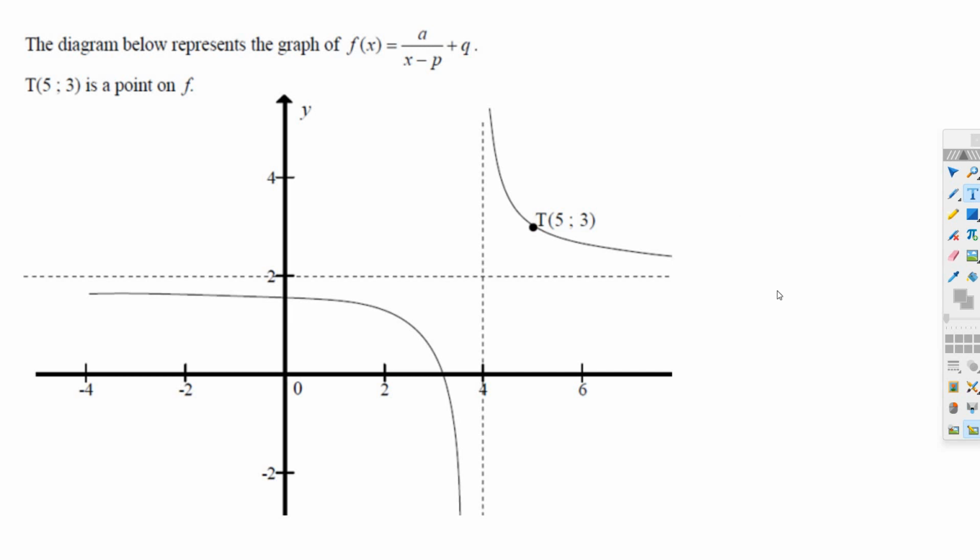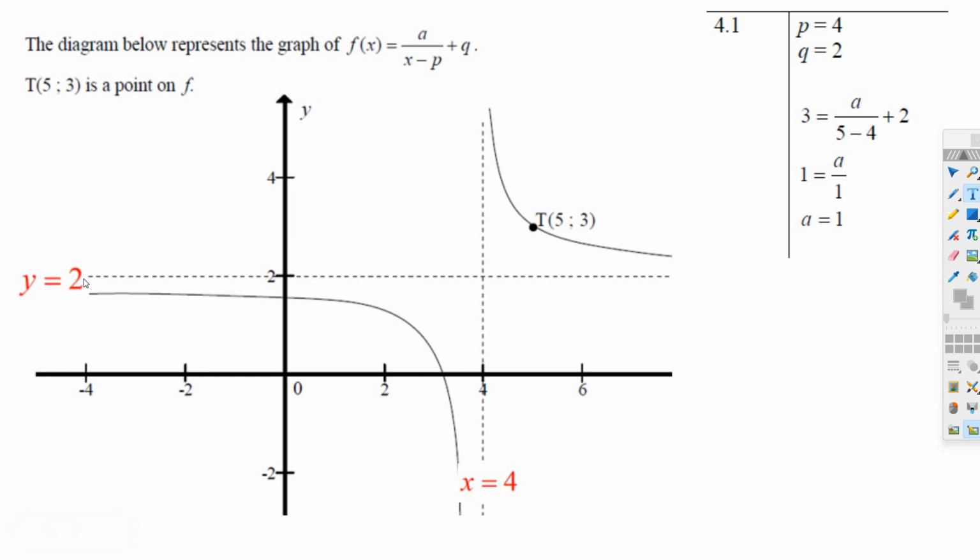And that's what the memo looks like. First, they know that y equals 2. That means q is 2. And they also know x equals 4 makes p 4. Wow, that was kind of nice. So you've got those two things. So instead of p, you put 4. Instead of q, you put 2.